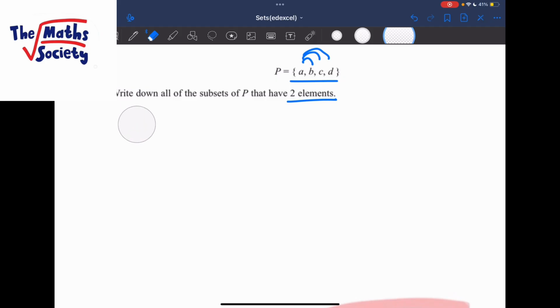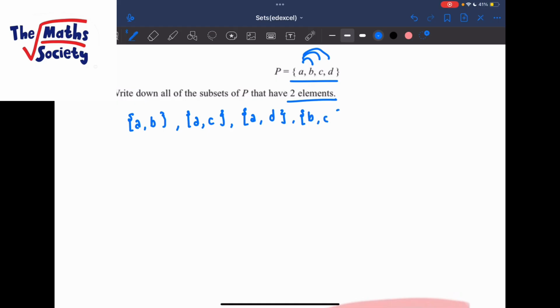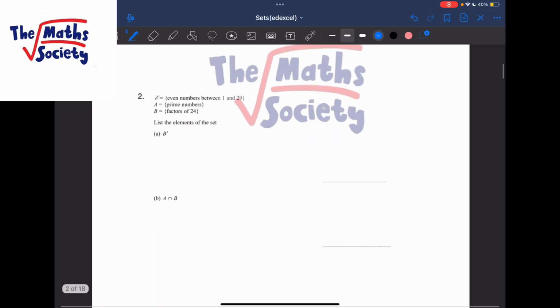So subsets, it's going to be, first of all, we can have AB first. And then it will be AC, it would be AD, and then it would be BC, it would be BD, and then it would be CD, and that's it, because they just want to know the subsets, like the sets that will be inside the P as well. So we can move on to question 2.